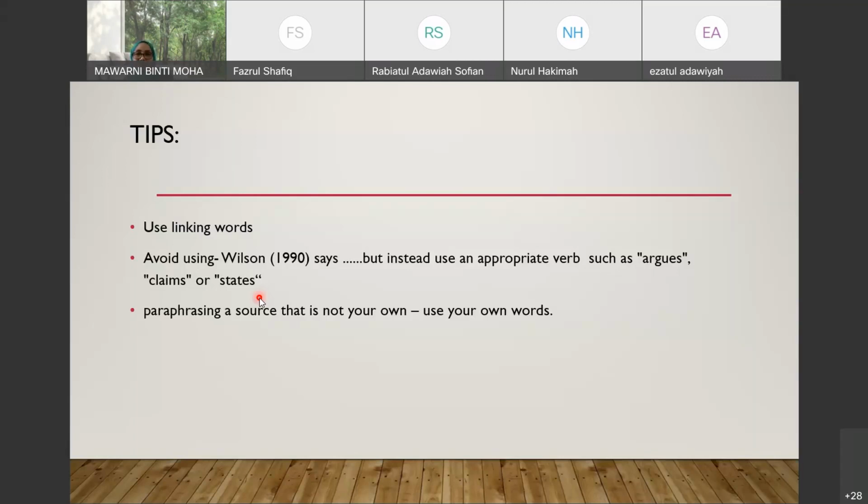However, okay, so that is how you actually show that you are writing and you are involved in the literature review. It's not just a matter of copy and paste here and there. And at the end of the day, you don't understand, and your supervisor also doesn't understand where you are heading. Okay, right. So what I mean here is, paraphrasing a source that is not your own, use your own words.